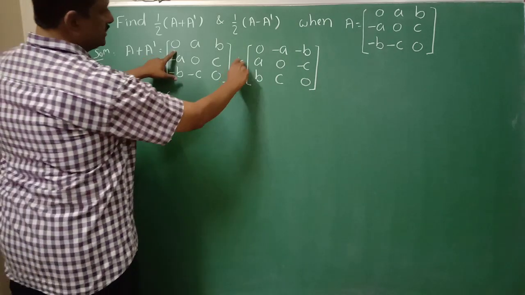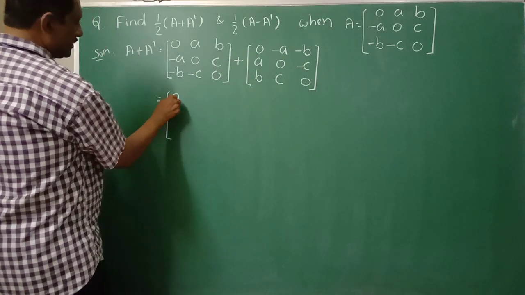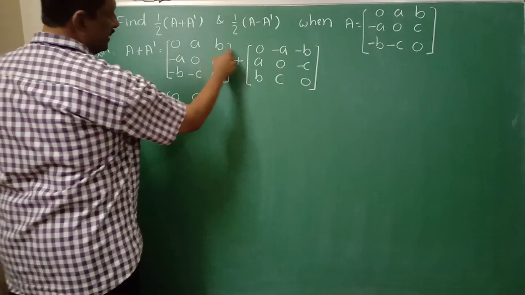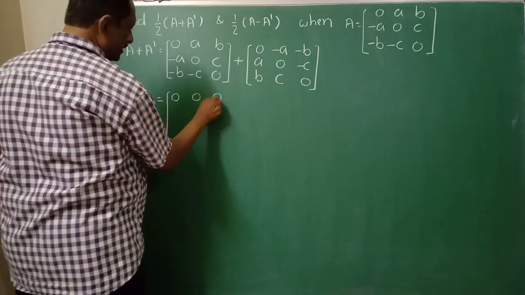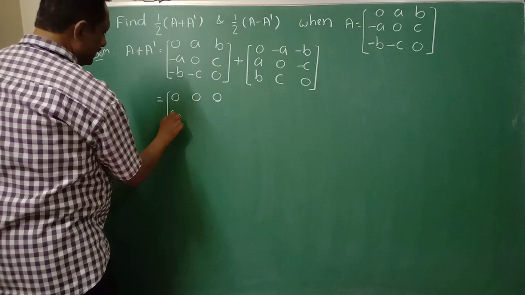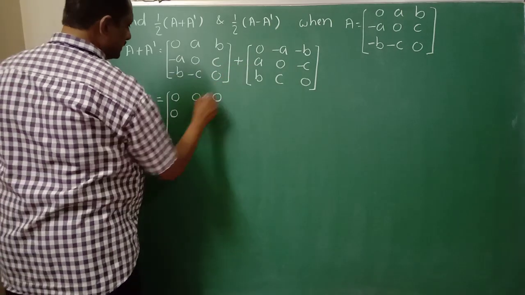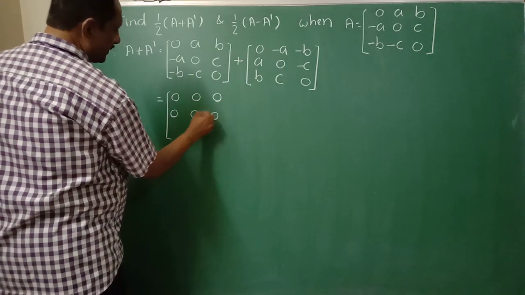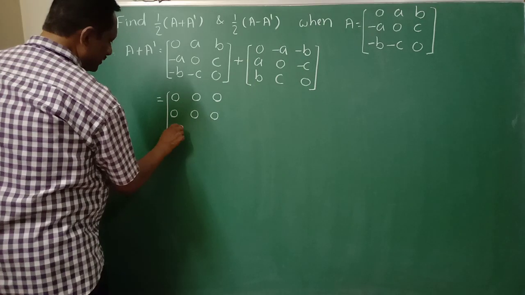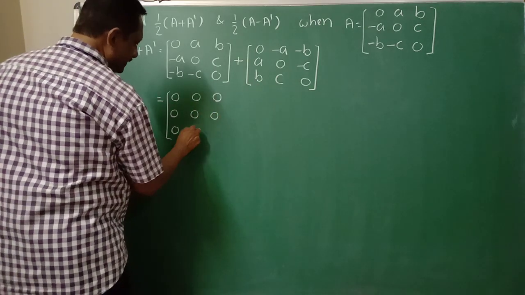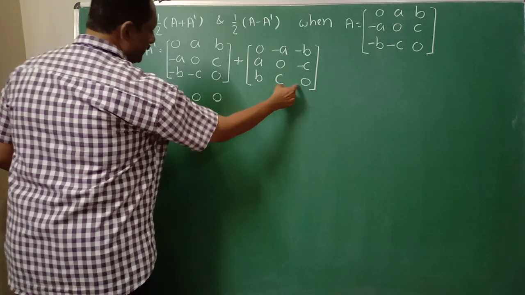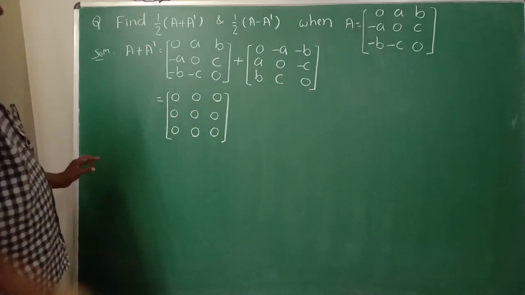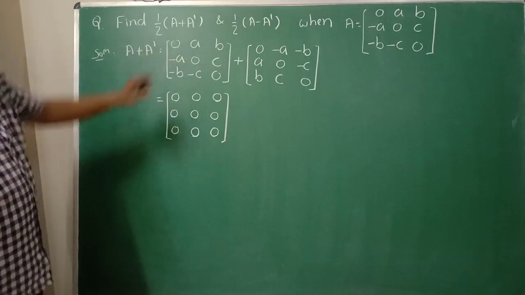Therefore this is equal to, here 0 plus 0 becomes 0. A minus A becomes 0. B minus B becomes 0. Minus A plus A is 0. 0 plus 0 is 0. C minus C becomes 0. Minus B plus B becomes 0. Minus C plus C becomes 0. And 0 plus 0 becomes 0. All elements are 0.